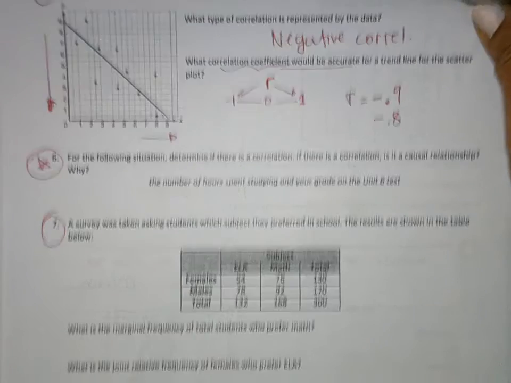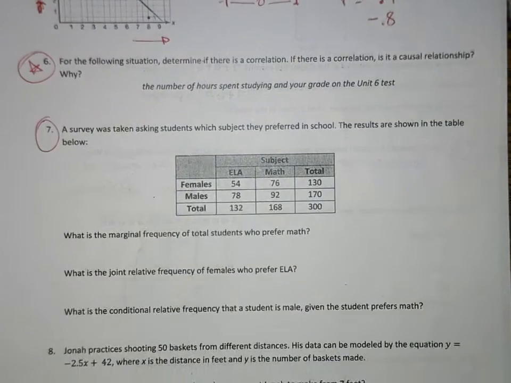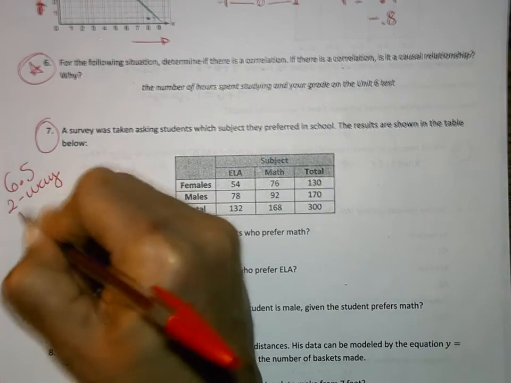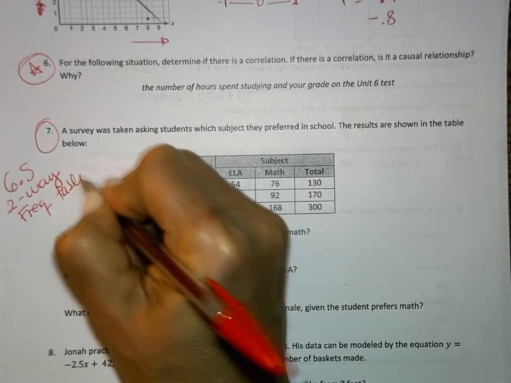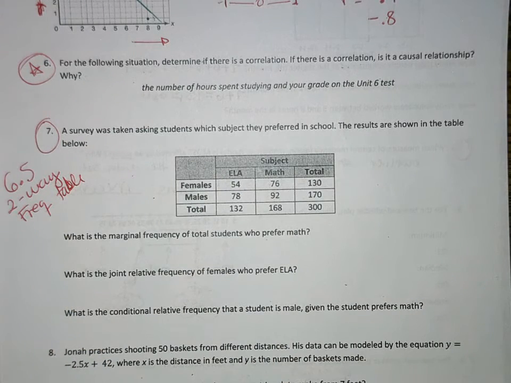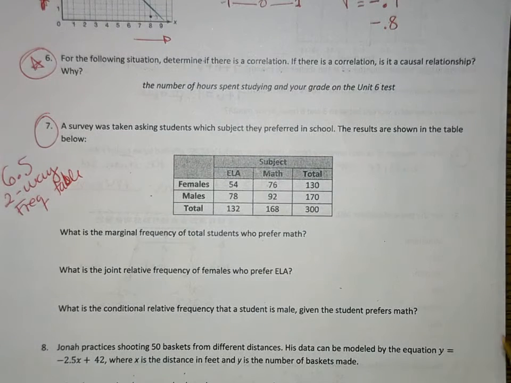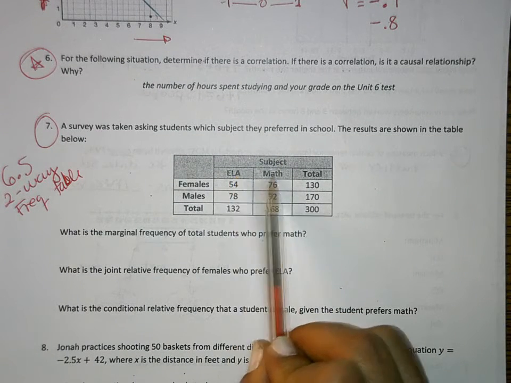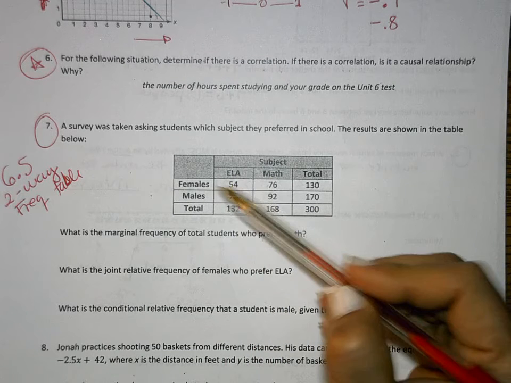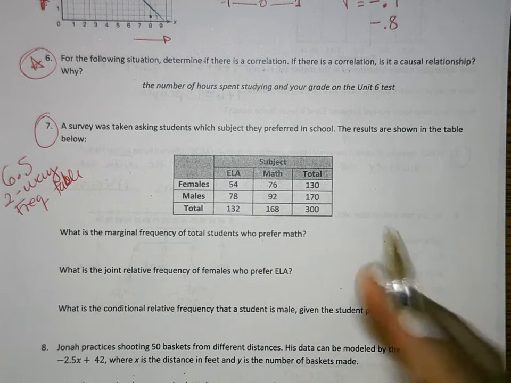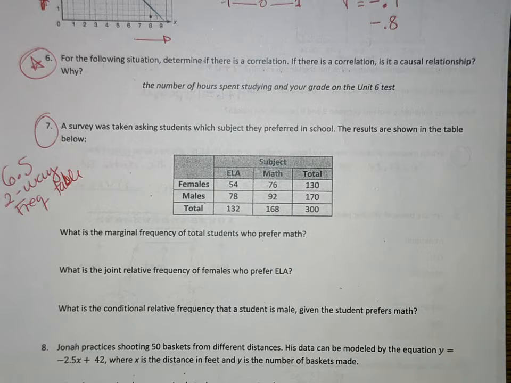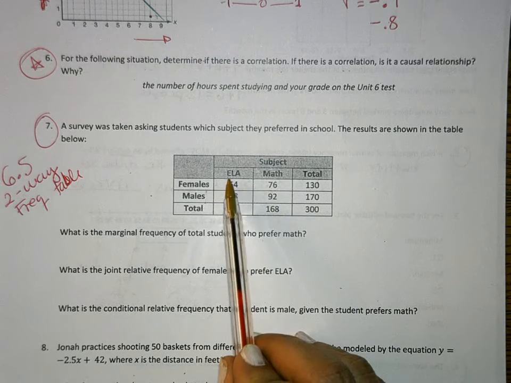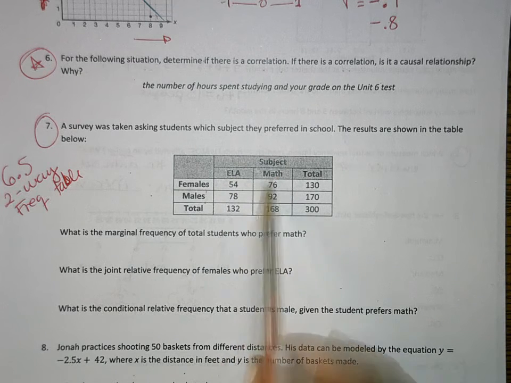All right, now this one is 6.5. We just learned about 6.5, the two-way frequency table. I just taught this yesterday. So let's see what we have here. We have subject, which is ELA and math, and here we have male and female. So those are our two things that we are discussing, our variable and our categories. We have male and female, and we have English language arts and math. Okay, so those are the two subjects.